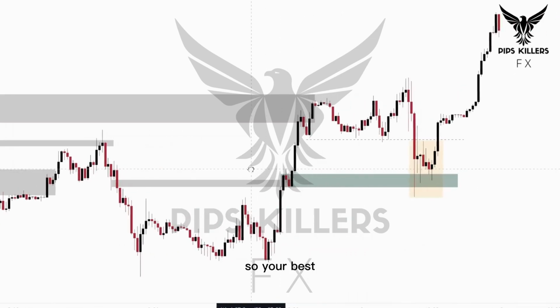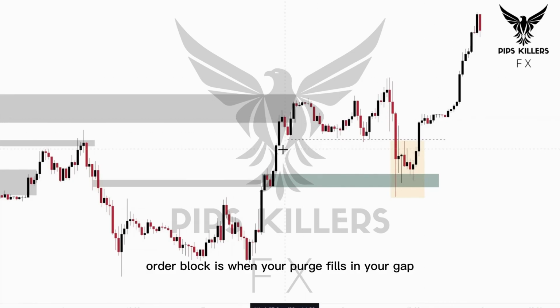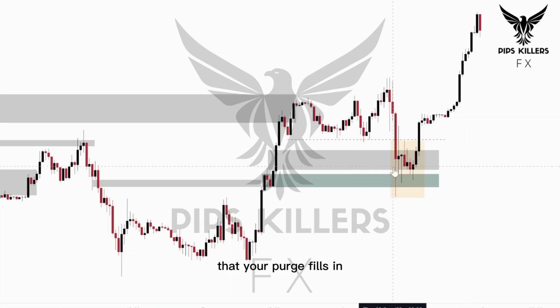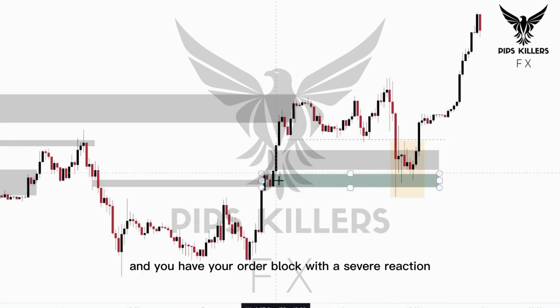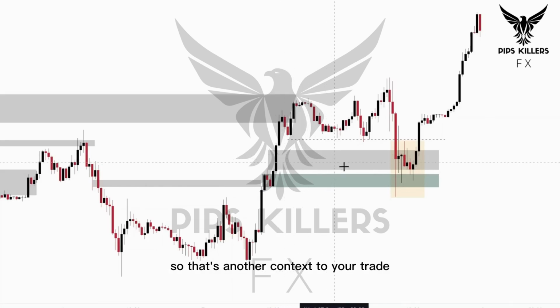So your best inducement purge setup going onto your order block is when your purge fills in your gap. Here you have a gap that your purge fills in. So it's another context to your entry. Not only do you have your inducement and your order block with a severe reaction, now you have your volume gap that must be filled. That's another context to your trade.